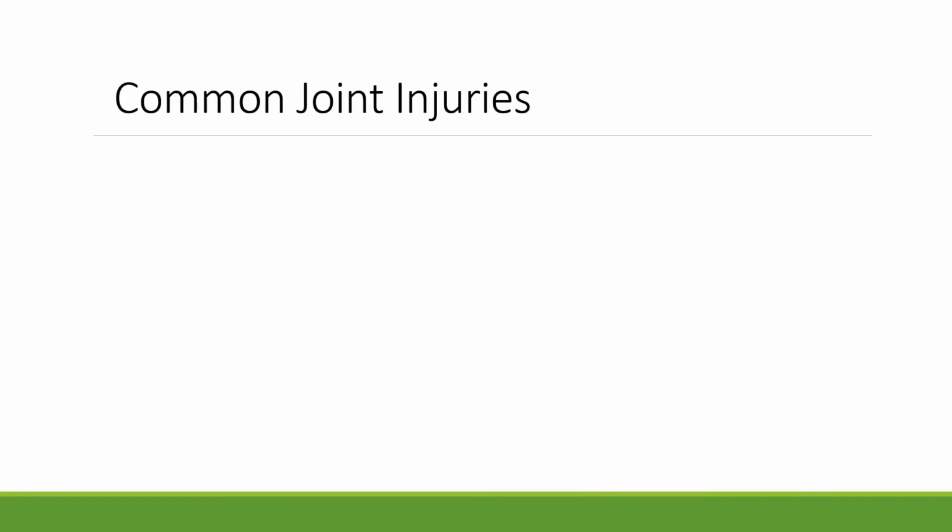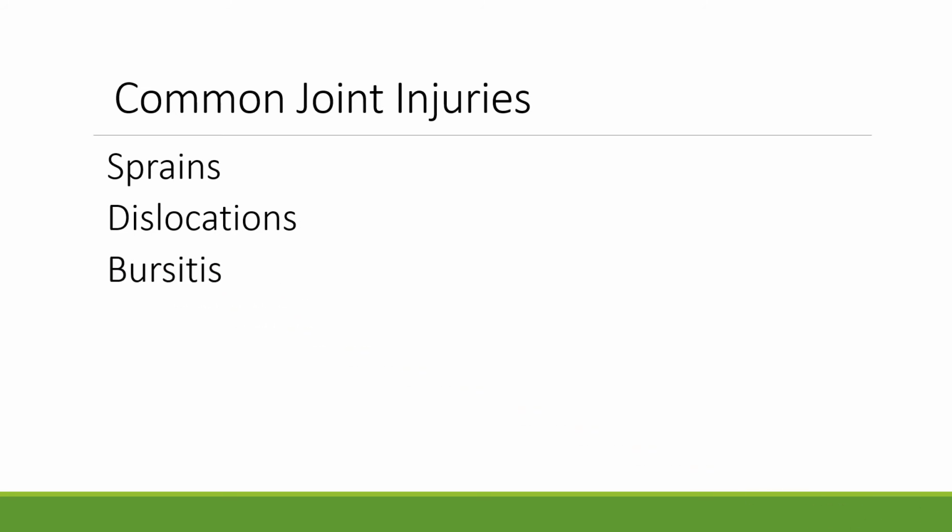We're going to talk about some disorders common to joints. They include sprains, dislocations, bursitis, tendinitis, arthritis, and gout. You'll notice that several of these words end in itis. The ending itis means inflammation of something.